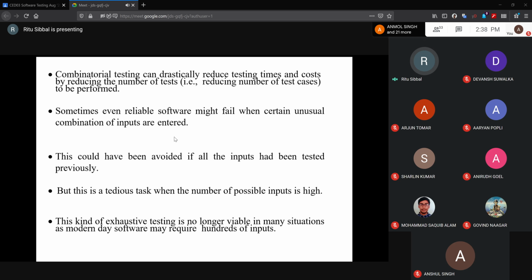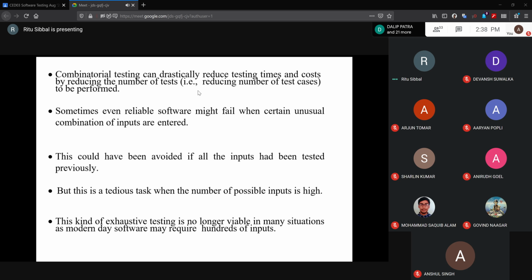So if you see that throughout the various techniques or various types of testing technologies which we have studied, our basic focus or aim was to reduce the number of test cases so as to reduce testing time and obviously cost. Because if time is less, you will employ fewer testers, and therefore you will save cost also.